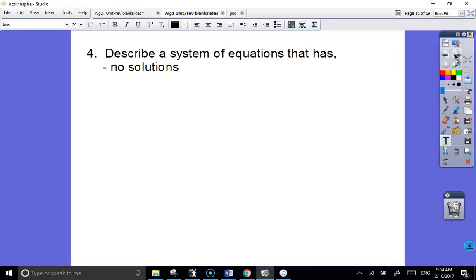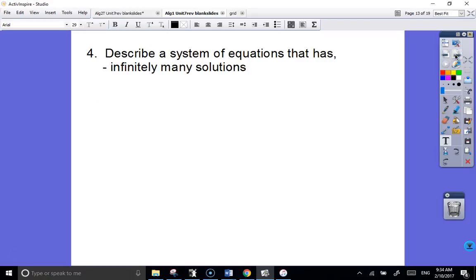Okay, describe the graph of a system of equations that doesn't have any solutions. Parallel lines, right? Because if they're parallel, they never intersect, so there's no point in common on both. So the answer is parallel lines.